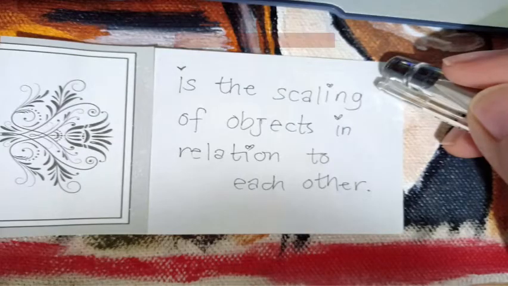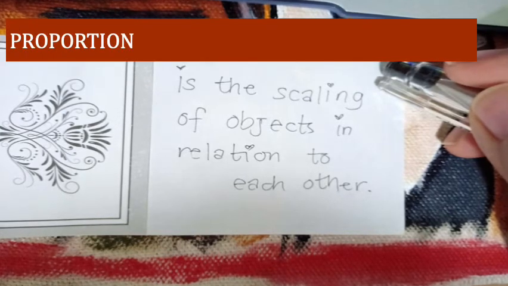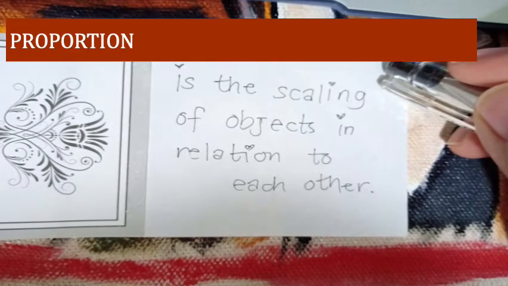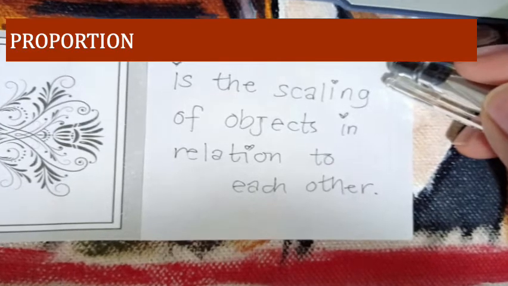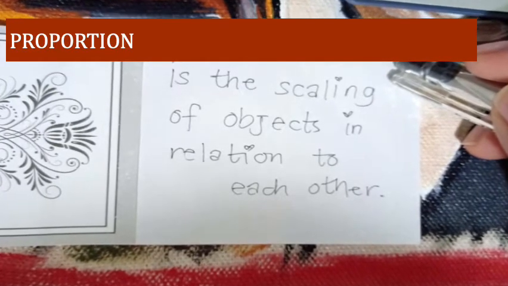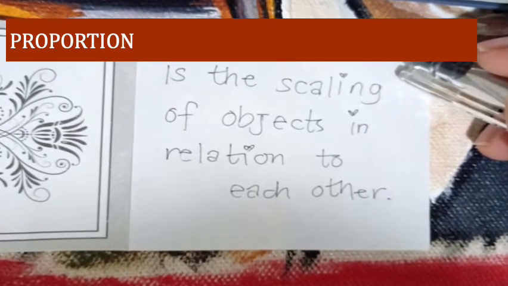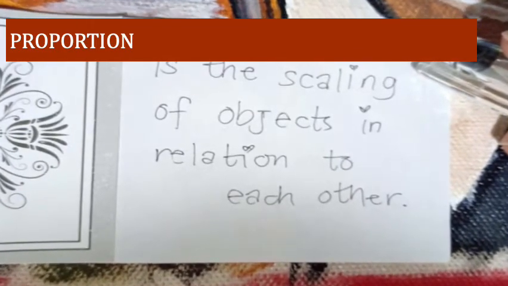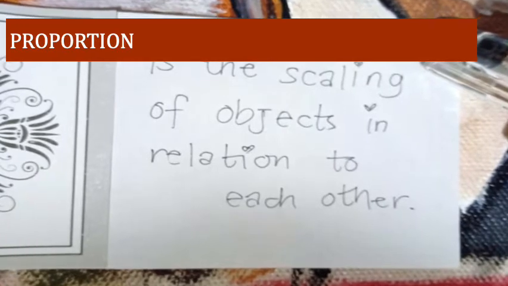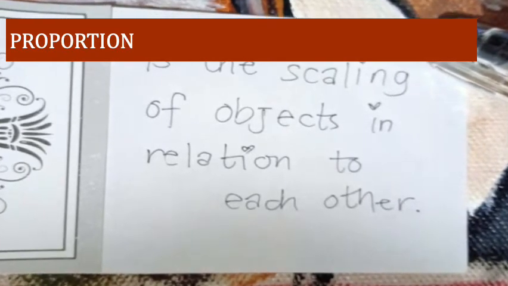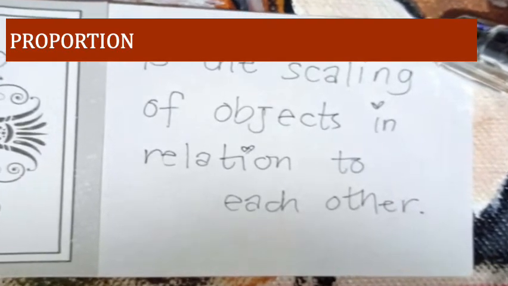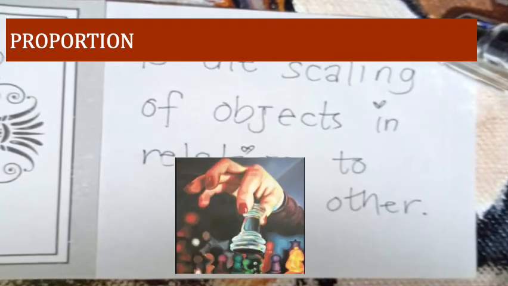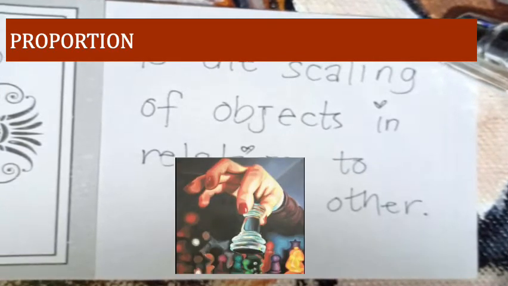And we have the last one, which is proportion. When we say proportion, it is the scaling of objects in relation to each other. So meaning to say, how are you going to scale one object after another with a particular relationship? Now, proportion appeals to our sense of depth, and scaling using relative size.